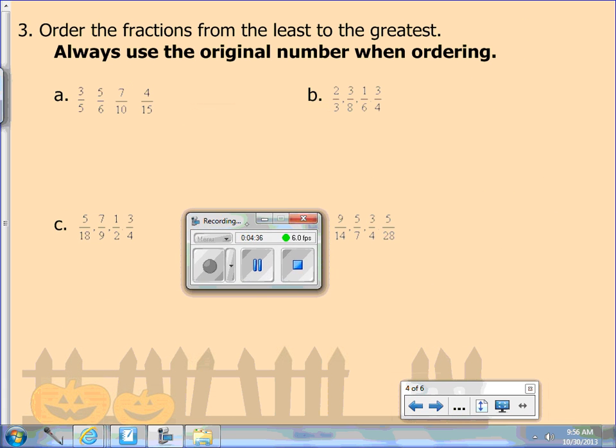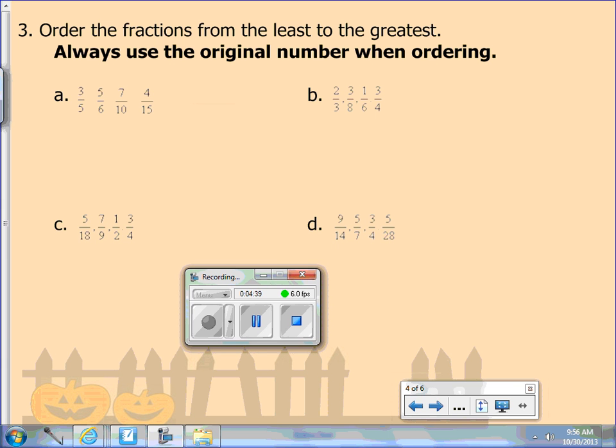Now, you'll be given assignments to compare and order fractions, sometimes more than 2. In these examples, you are asked to order the fractions from least to greatest. Always use the original number when ordering. Now, the best method to use when you have more than 2 fractions would be to find the least common denominator. So in each of these examples, we are going to compare the fractions in order to put them from least to greatest using a least common denominator for each one.